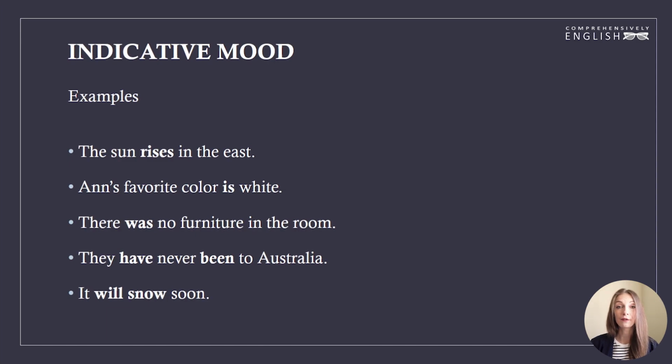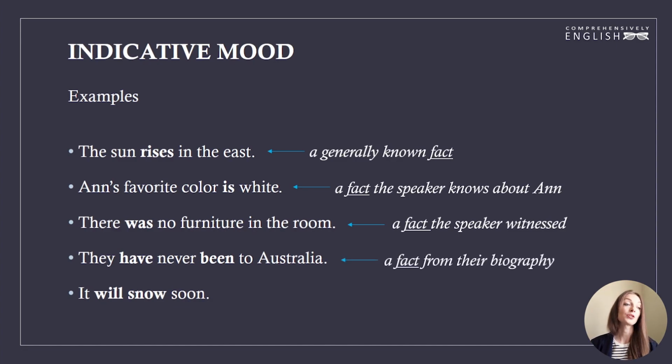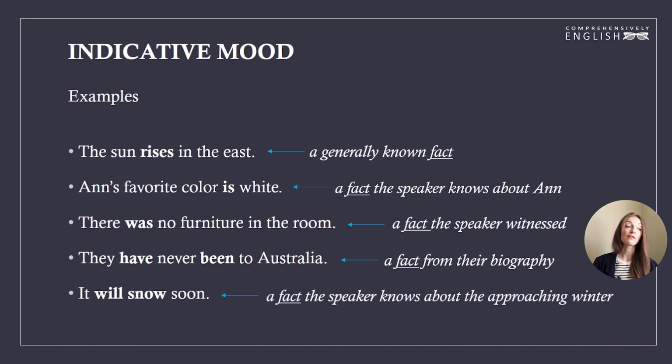They state different facts. The sun rises in the east is a generally known fact. Anne's favorite color is white is a fact the speaker knows about Anne. There was no furniture in the room is a fact the speaker witnessed. They have never been to Australia is a fact from their biography. It will snow soon, a fact the speaker knows about the approaching winter. So, the indicative mood helps us speak about facts, describe reality, and express things which are real.